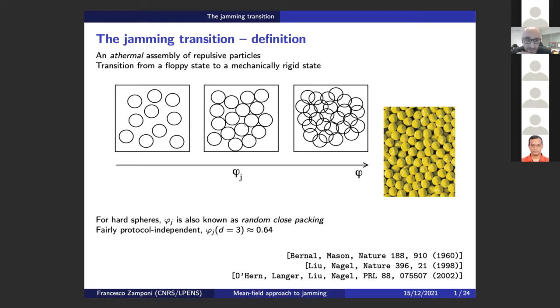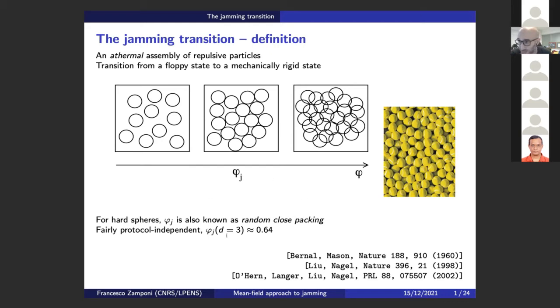And at that density, the particles are just touching but not overlapping, and the system is still marginally rigid. When you do this numerically, you take a bunch of particles, you draw them randomly in the box, you put some soft repulsion, and then for example you minimize the energy by gradient descent. This is what was done in this paper by Corey O'Hearn, Langer, Liu and Nagel. And they found this transition.